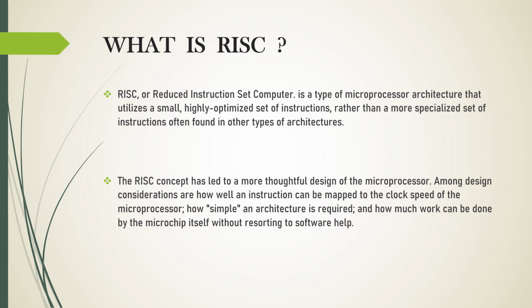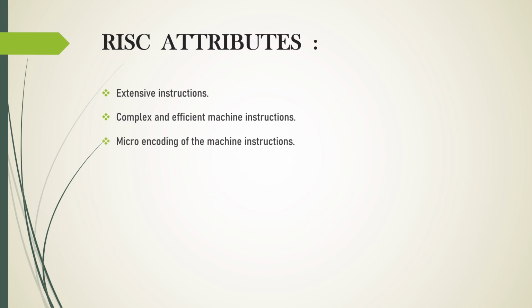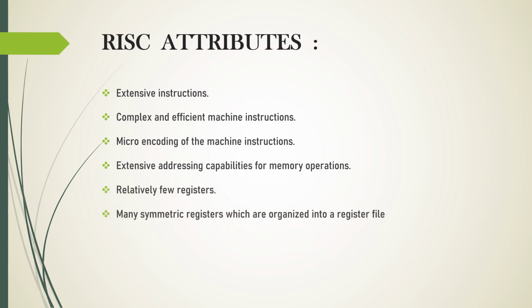Among design considerations are how well an instruction can be mapped to the clock speed of the microprocessor, how simple an architecture is required, and how much work can be done by the microchip itself without resorting to software help. Now let us see what are RISC attributes. Extensive instructions, complex and efficient machine instructions, micro-encoding of machine instructions, extensive addressing capability for memory operations, relatively few registers, and many symmetric registers which are organized into a register file.